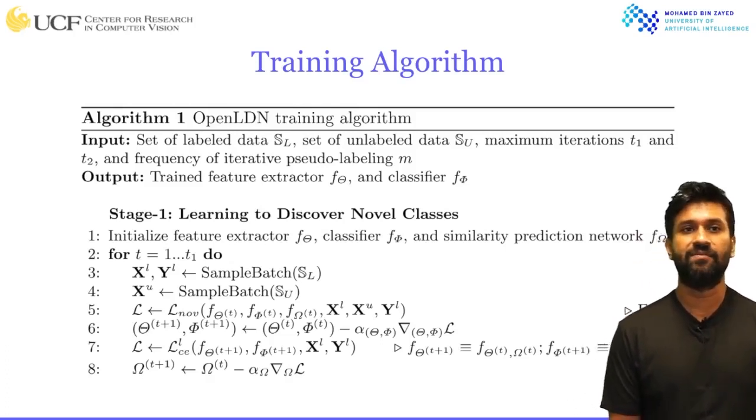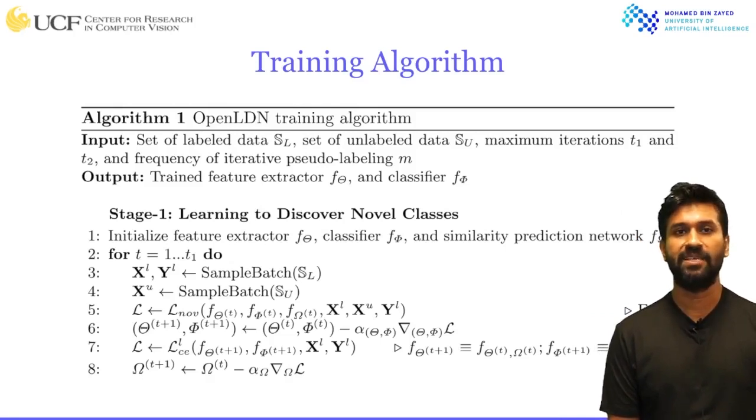Then for iteration t equals 1 to T1, we basically sample a batch of labeled samples and a batch of unlabeled samples. Then we compute the overall loss. That means our cross-entropy loss, pairwise similarity loss, and entropy regularization loss. And next, we update only the parameters of f theta and f phi. That means the feature extractor and the classifier.